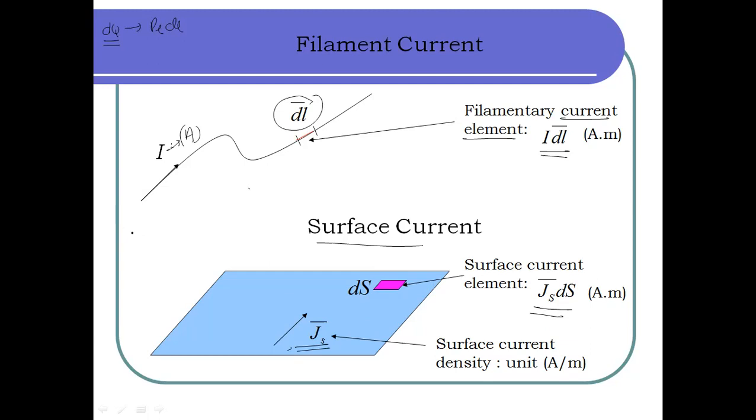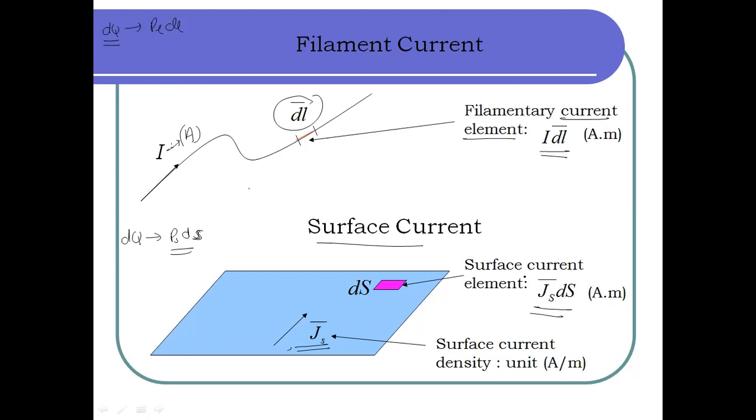We compare this with the surface charge density last time in electrostatics. For the surface charge, dq is given by rho s dS. This is the charge element for a surface charge. The same thing applies here for the surface current: the current element is equal to Js vector dS. Please note that the current element is in terms of a vector. For the filament, it is I dl vector. For the surface current, it is Js vector dS.